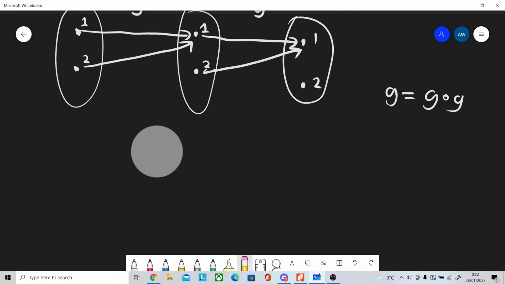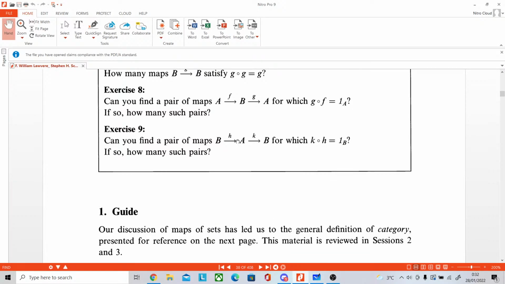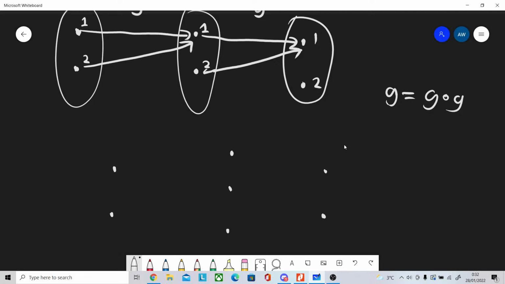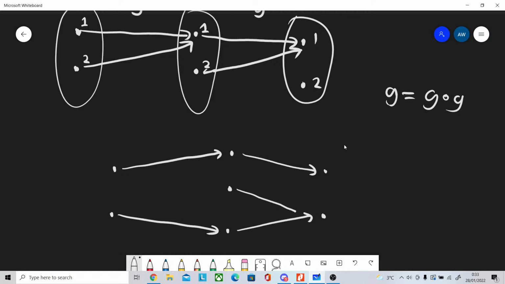Right. So B is 2 points, A is 3 points, B is 2 points again. And then we need the composition to equal the identity. Right, so there's this, and it needs to be a function, so there needs to be an arrow from here to here. Well, it doesn't matter. It can be either here or here. It doesn't really matter, right?